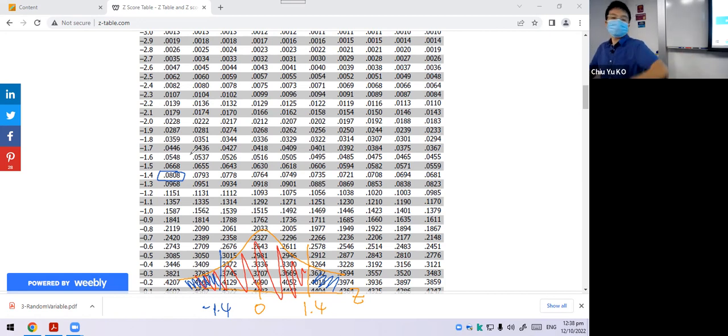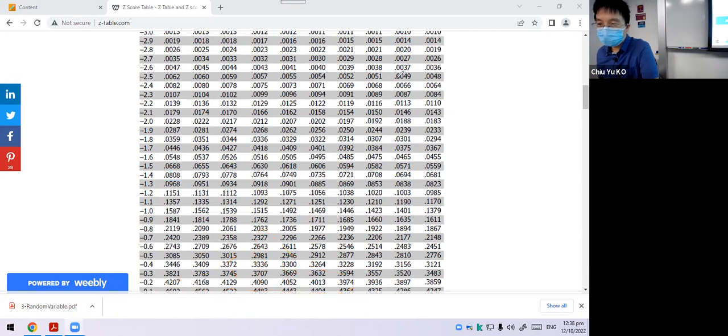So you can do it the way you like. But if you're in a hurry, you can just pick up any Z table, it's fine. A textbook will give you the Z table. You can look at the textbook or any website, such as Wikipedia, and you will have the Z table.